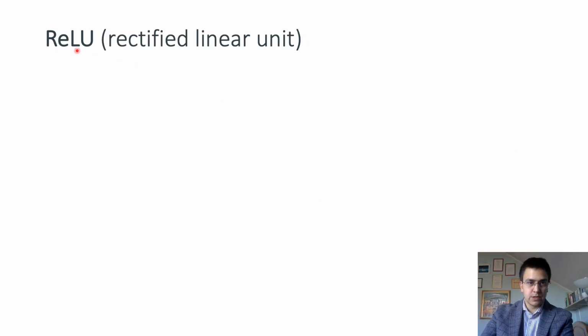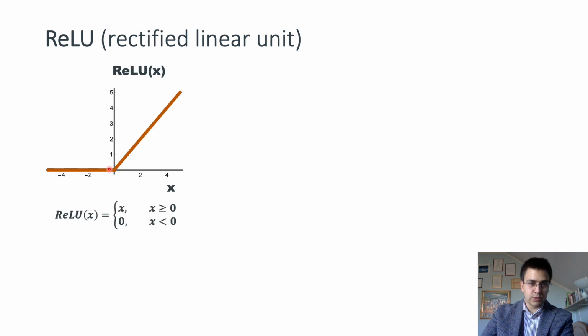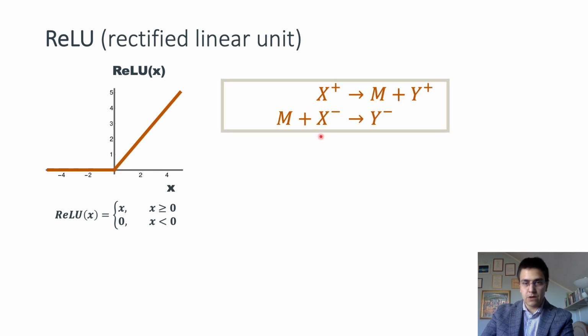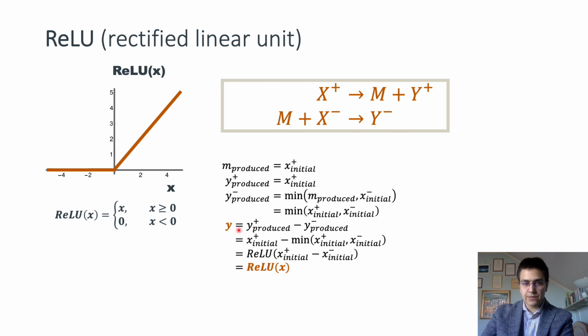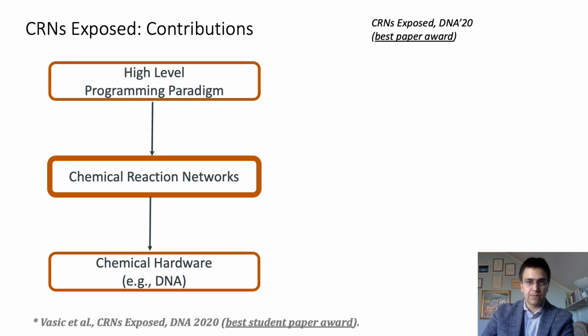So now let's focus a bit on ReLU. This is how the plot looks. For x less than 0, it's 0, otherwise it's x. The CRN we found is very compact. It consists of only two reactions. And this is the analysis of why it computes what it computes. Y is equal to the amount of Y plus produced and Y minus produced, which, if you do certain calculations, comes to the ReLU of the difference of x plus and x minus initially present, which is actually ReLU of x.